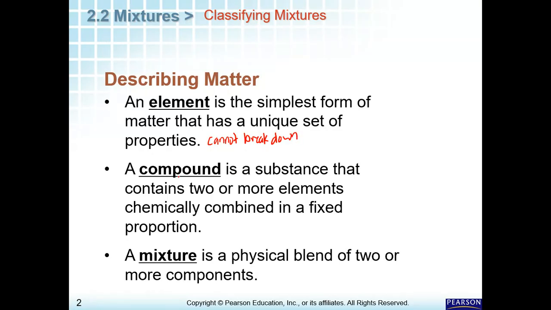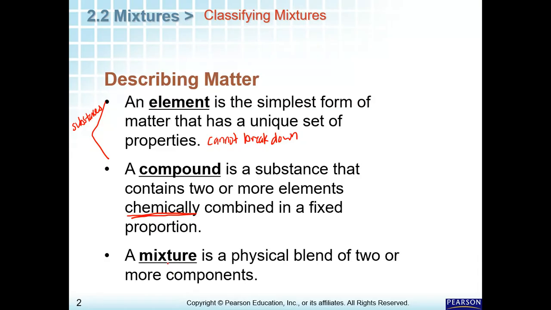A compound is a substance that contains two or more elements, and remember these are chemically combined in a fixed proportion, which means they're going to combine the same way each time. For example, in H2O, there's always going to be two more hydrogen than there are oxygen. These two parts of matter we call substances, because substances have a uniform and definite composition.